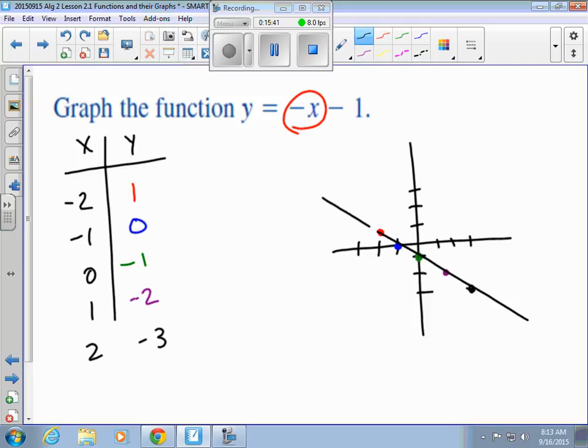Once you have those points, though, you connect them just like Pee Wee Herman. You connect the dots. Okay. And again, that's the first way you learned how to graph an equation, just like that.